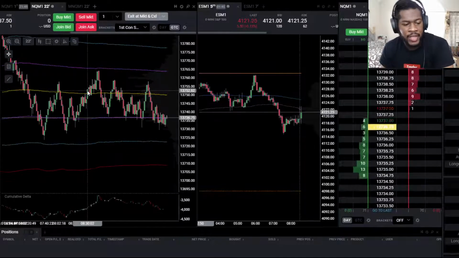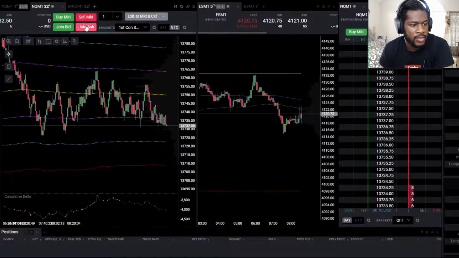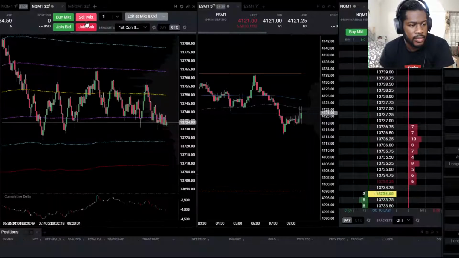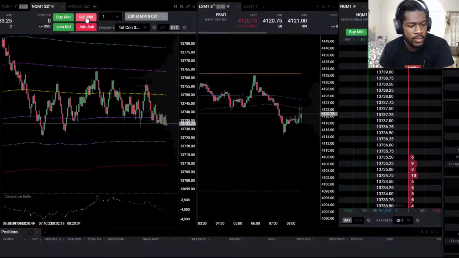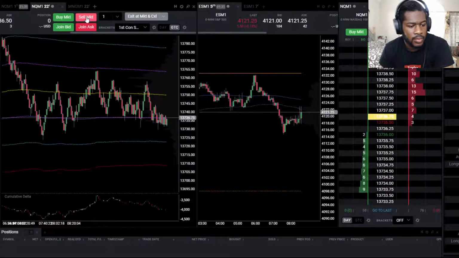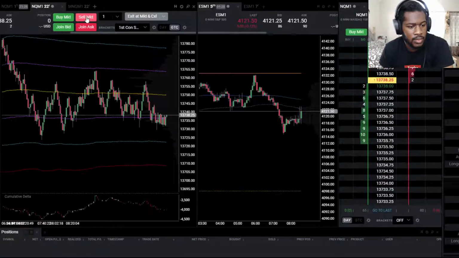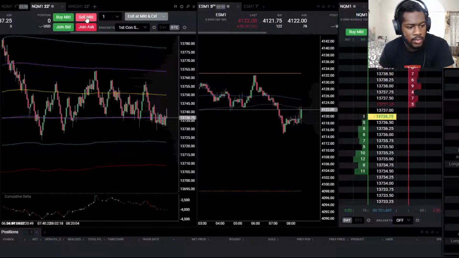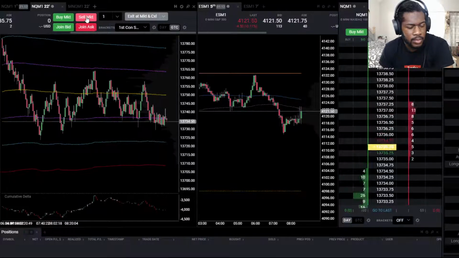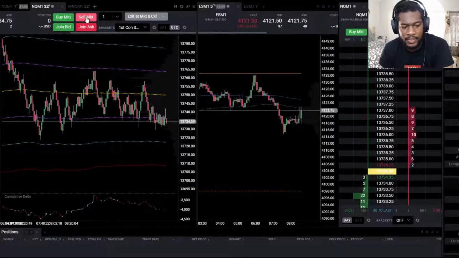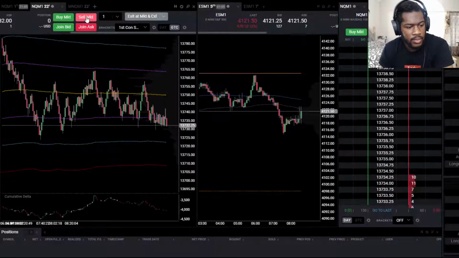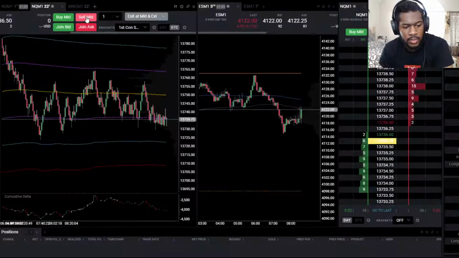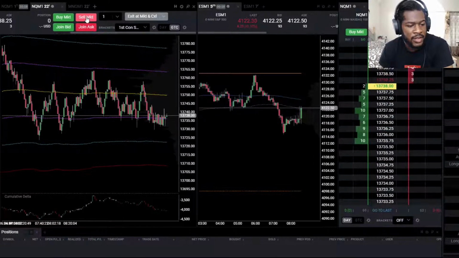Will we get a break, or will it be a fake out? Hard to tell. Not looking like it actually wants to come up anymore. Looking like it's trying but having a hard time. We'll see if it can.